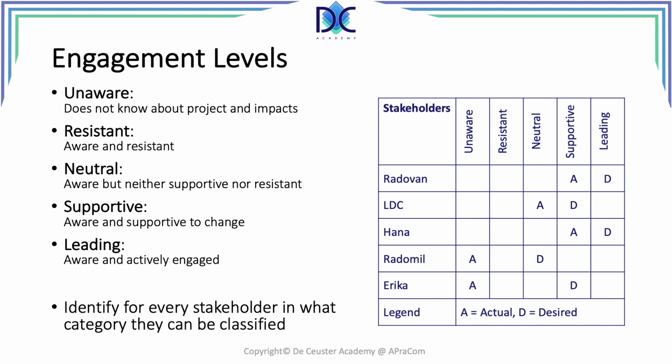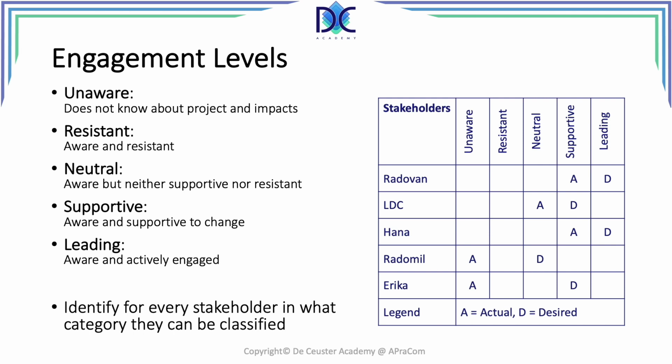Now, what do we have to do? At the moment, we have those stakeholders. We have to classify what is their actual situation. For example, Radovan is supportive. Me, I'm neutral. Hannah is supportive. Radomil and Erika are unaware. Now, basically, that's what they are at this moment.